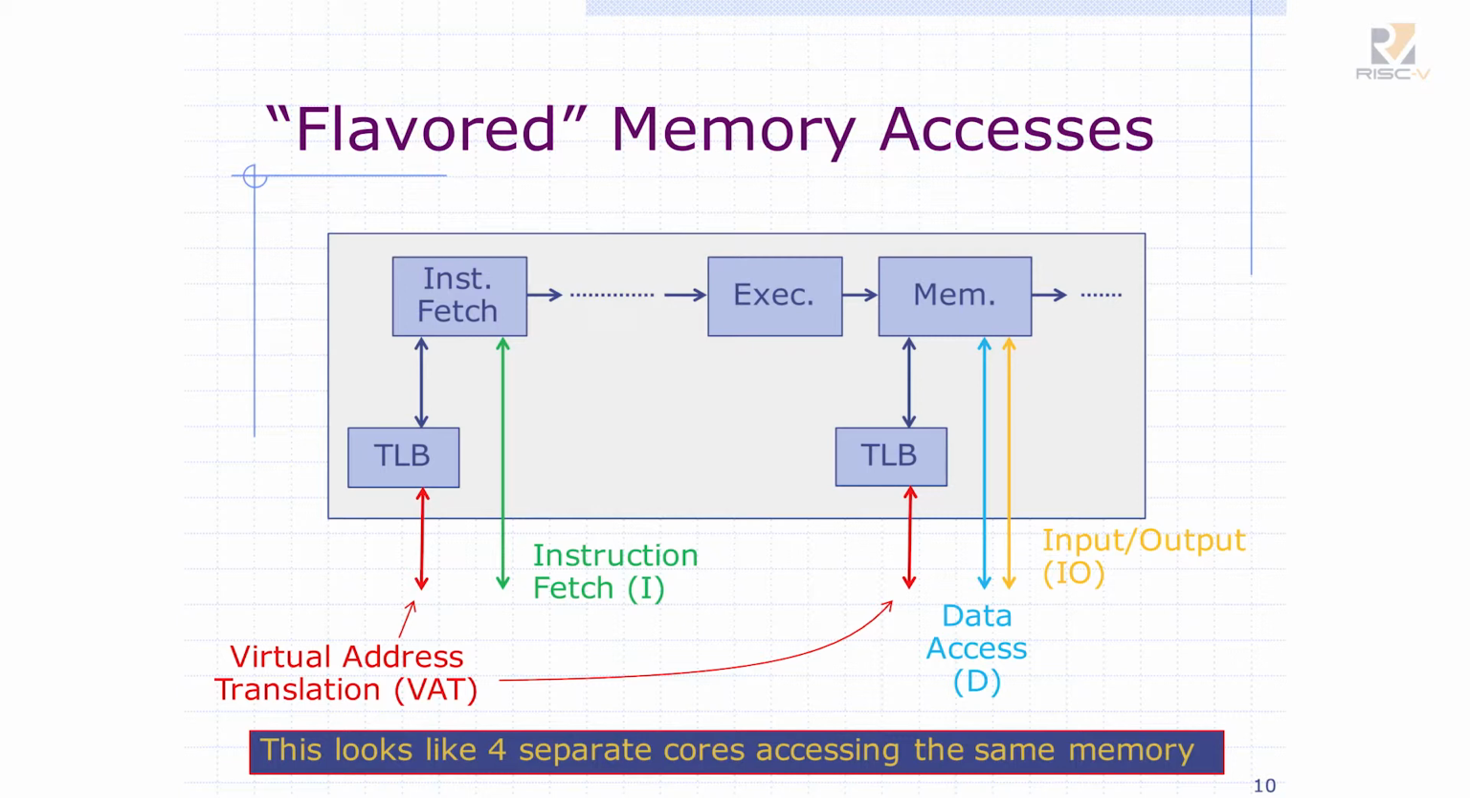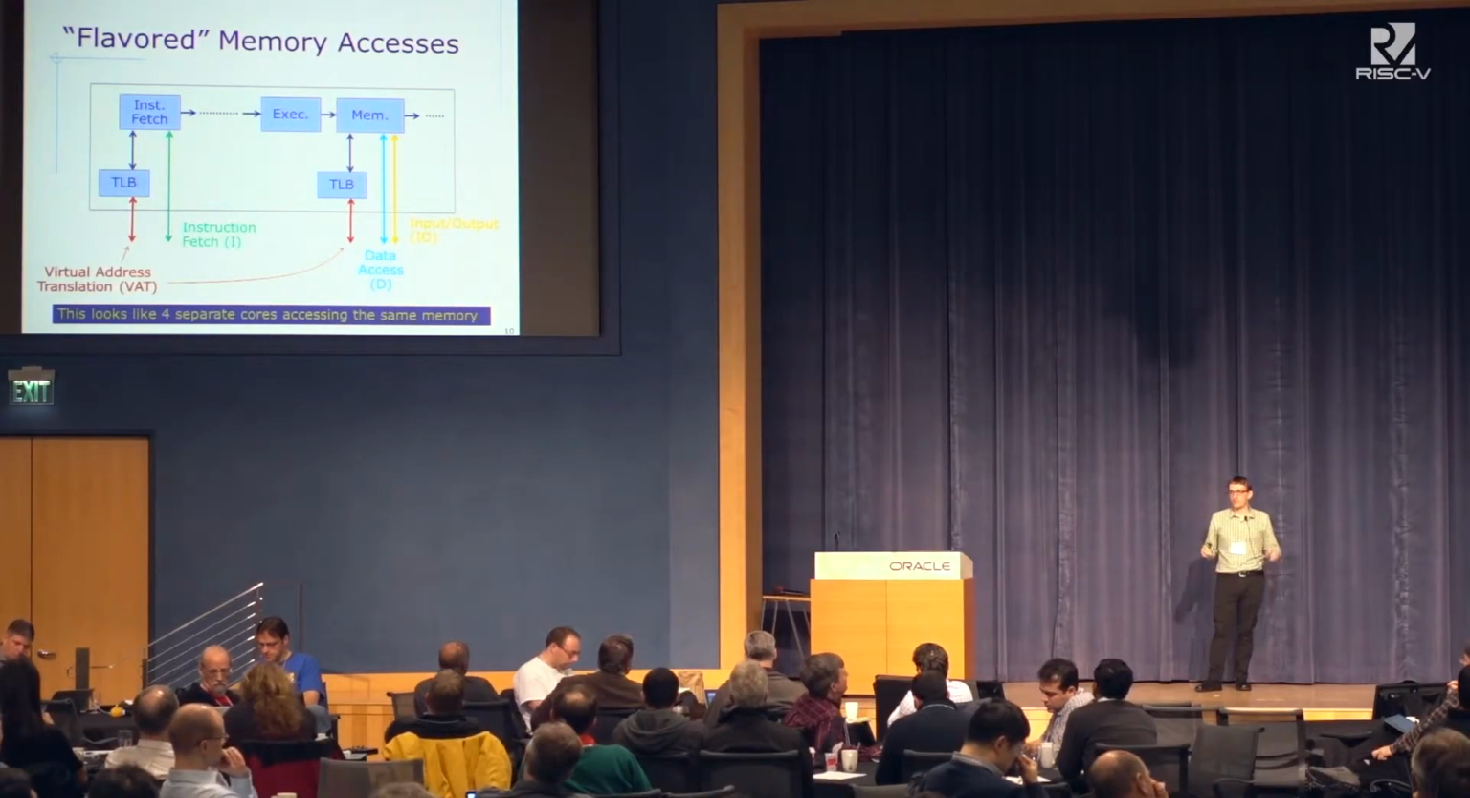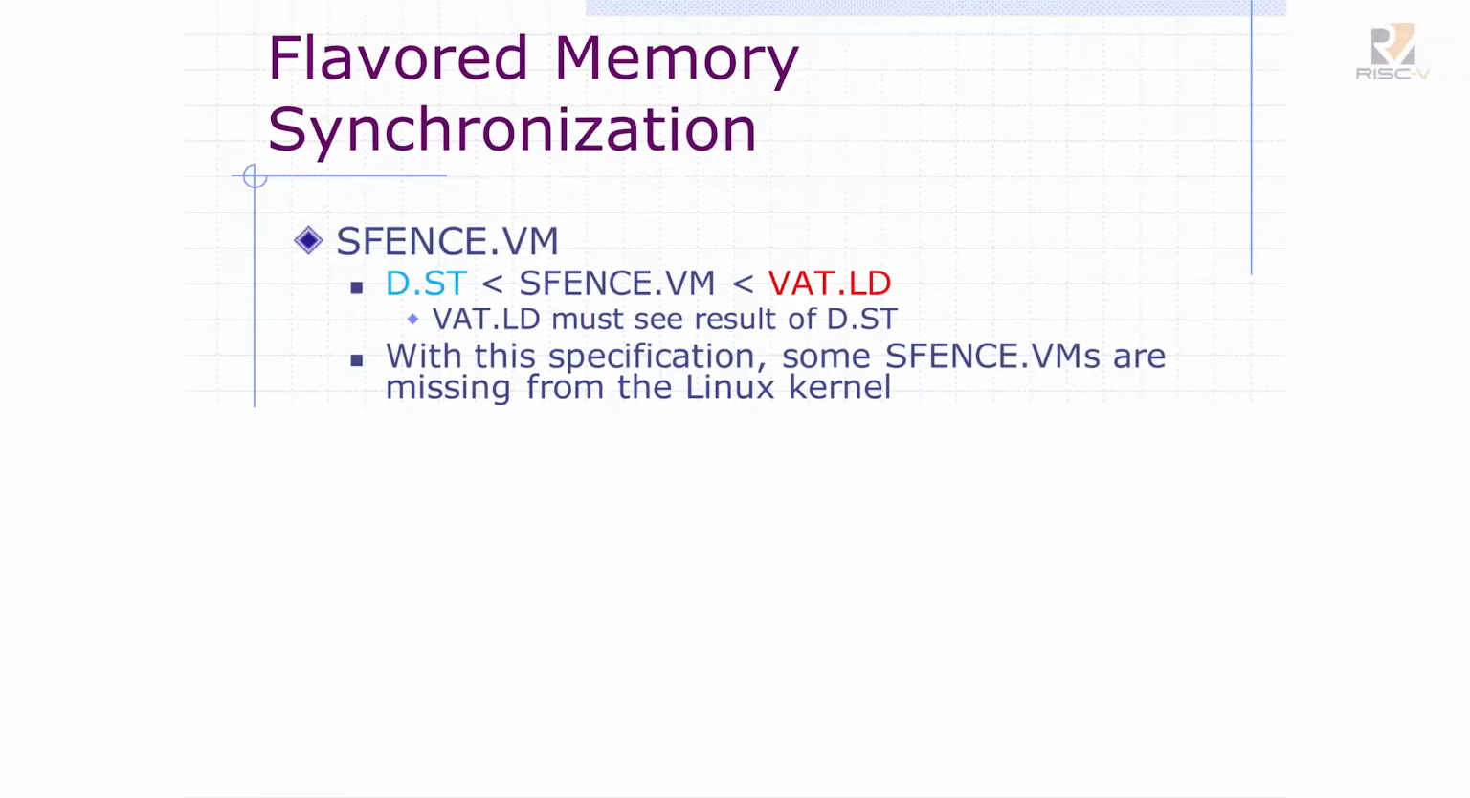So what we get from this is sort of uncached accesses, and the fences describe ordering between those operations. But at the same time, you have virtual address translation loads and stores. This looks a lot like four separate cores accessing the same memory. So it looks like this may also have a memory model, and we're hoping that it gets integrated with the same memory model.